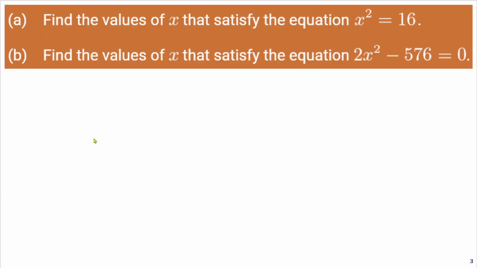So consider two questions. First, can you find the values of x that satisfy the equation x squared equals 16? Then can you find the values of x that satisfy the equation 2x squared minus 576 equals 0? Note that in both of the quadratic equations, we do not have a linear term, bx, right? So when you finish, please give me your answer in the chat box, okay?